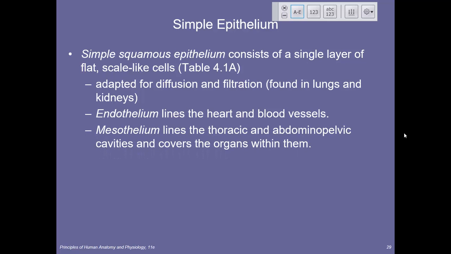Mesothelium lies in the thoracic and abdominal pelvic cavities. Here's your thoracic, chest, abdominal pelvic cavity. They're lined with this mesothelium. It covers organs. Mesothelioma, you may have heard of, is a type of lung cancer that is caused by asbestos, and asbestos is a nasty, nasty substance that used to be used in almost all construction in the United States for fireproofing. Okay, it was fireproofing. Panels, which we don't have in these classrooms, but we have in other classrooms, used to all be made out of asbestos.